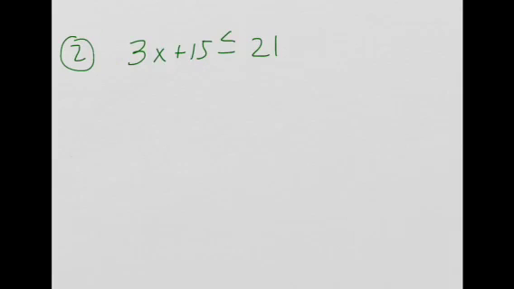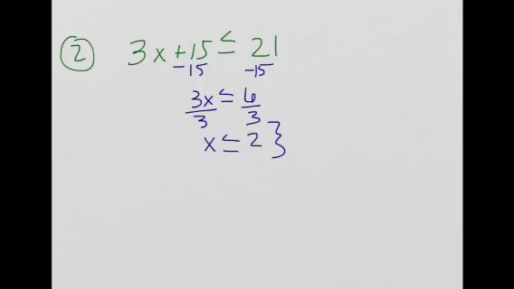Is the variable on the left? It is. Is it first? It is. Is it by itself? It's not. So we're going to zero pair. So we're going to have 3x is less than or equal to 6. Divide by 3, divide by 3. X is less than or equal to 2. Go ahead and put that into set builder notation.